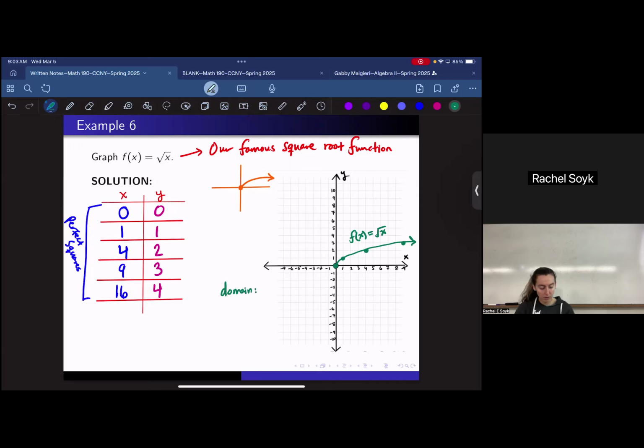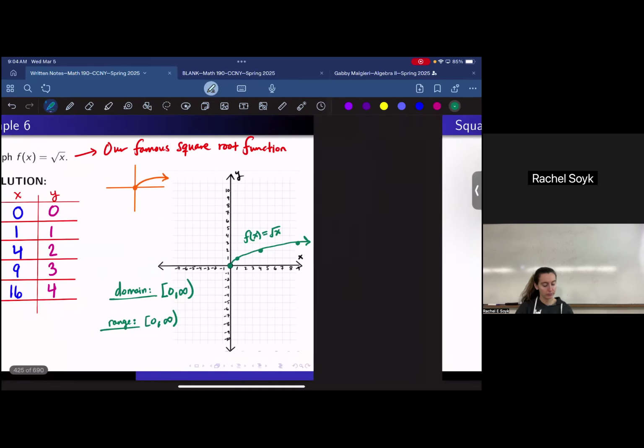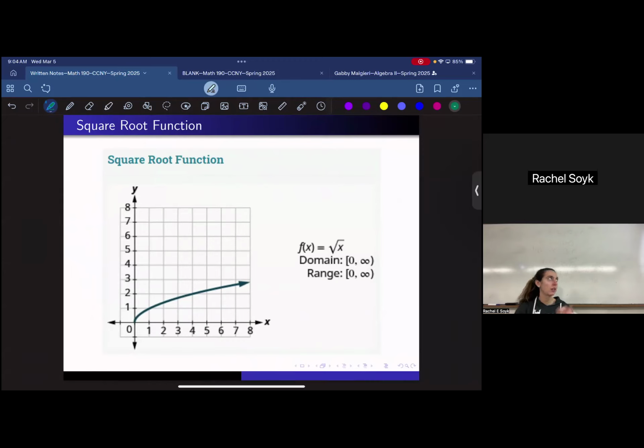Our domain here, our lowest possible x value is 0. And then it shoots to infinity. And then our range is actually the same thing. Right? We can't have any negative y values here. So our range is from 0 to infinity as well. This was just the answer key.